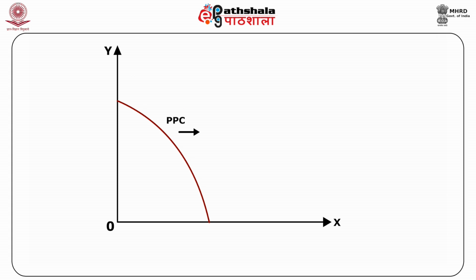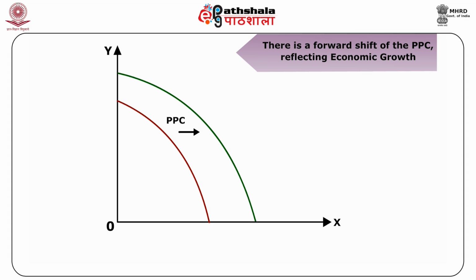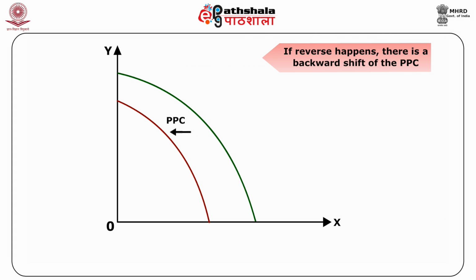If for some reason or the other, the economy becomes capable of producing more of X at every given Y or more of Y at every given X, there is a forward shift of the PPC reflecting economic growth. If the reverse happens, there is a backward shift of the PPC.